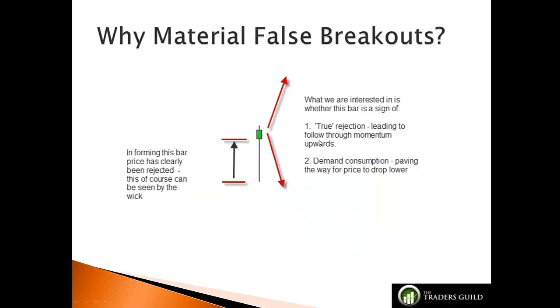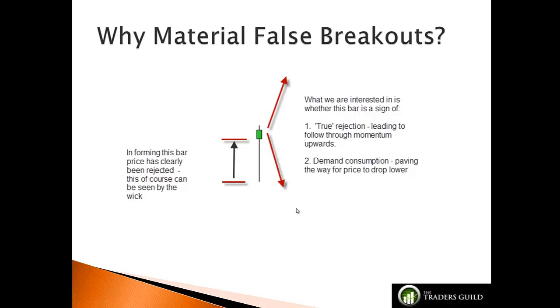But going back to this slide, if we have a false breakout, we want to see signs of true rejection, i.e. if this is support demand, if this is a false breakout of support demand and this is the false breakout bar, we want that to be true rejection and for price to have follow through momentum, okay? What we don't want is obviously this to be demand consumption, just consuming the demand down here, paving the way for price to have another leg lower.